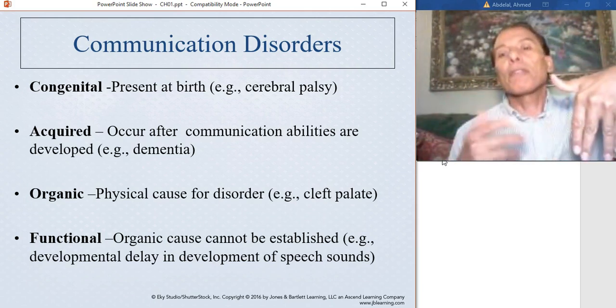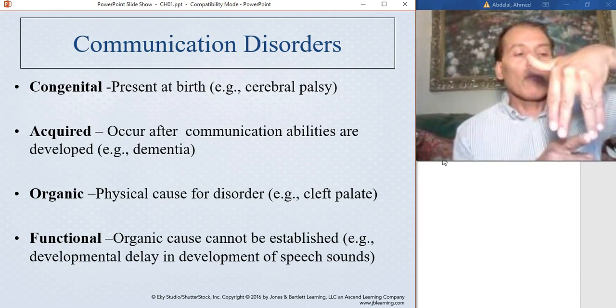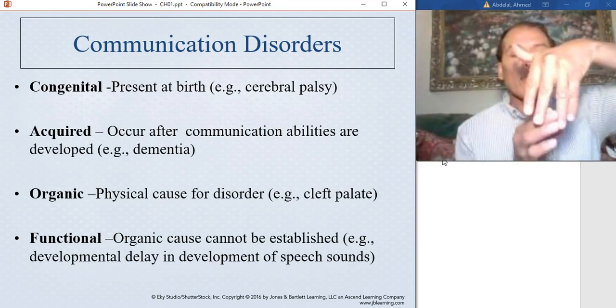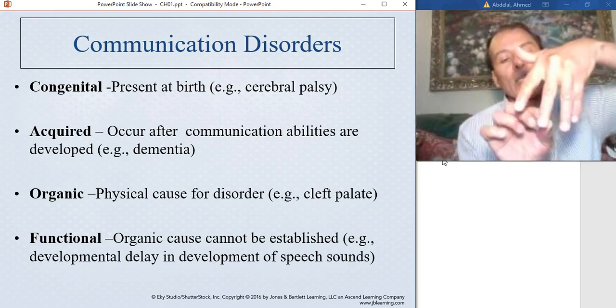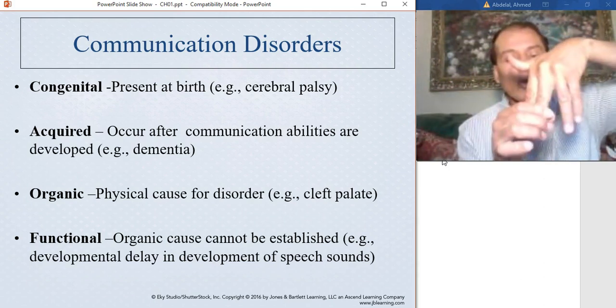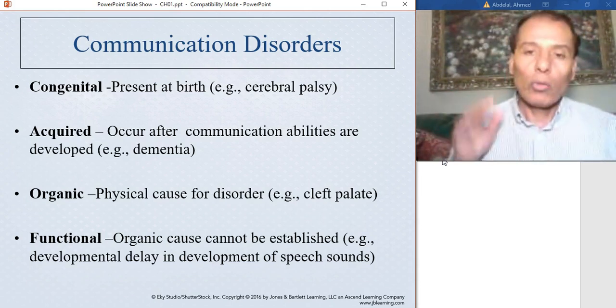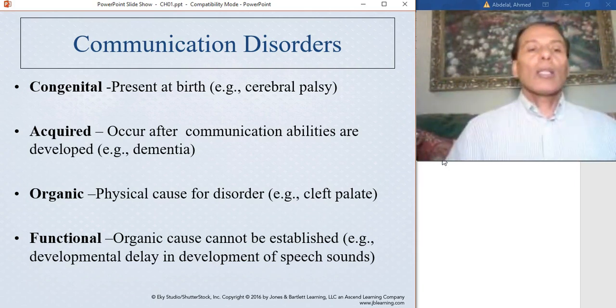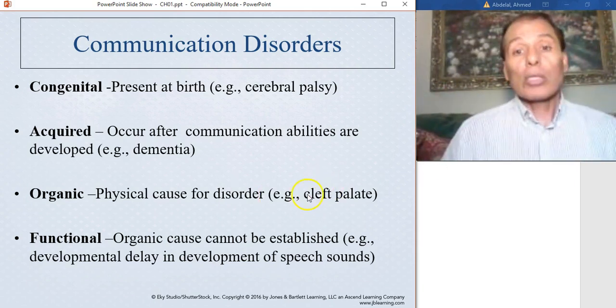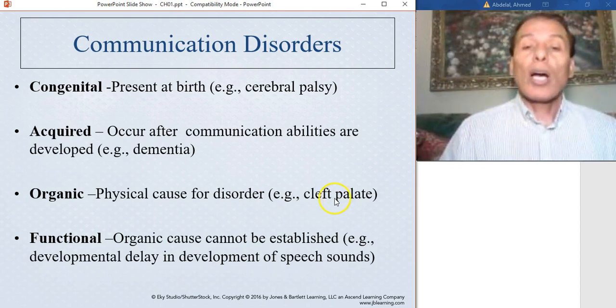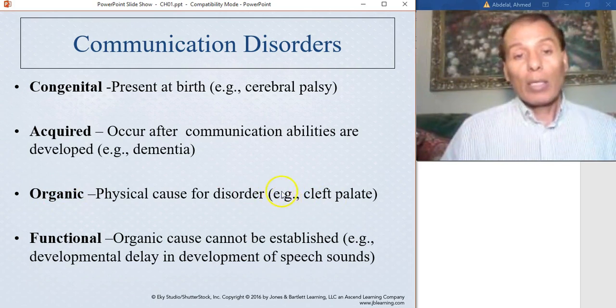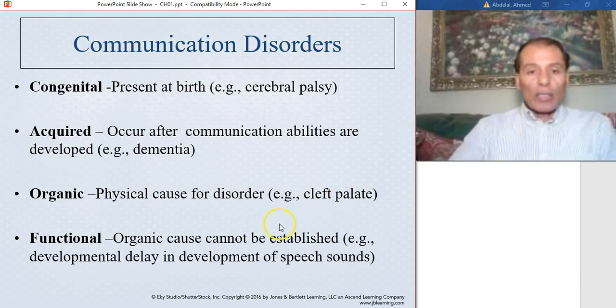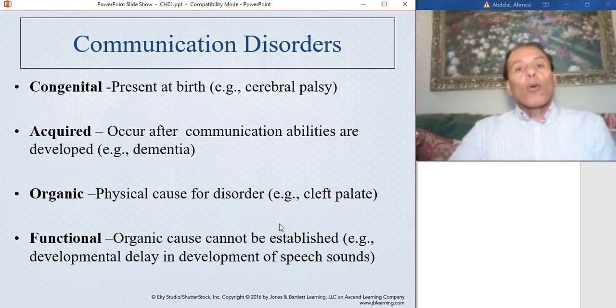Sometimes you say the cleft is big or small. So the cleft palate is an abnormality that's causing the palate not to close normally, so it is split, and it causes air to go into the nasal cavity. It has a lot of other issues that are associated with it, but that is an organic problem because the soft palate or velum is an organ, and it is split, and that is an organic disorder. It's a physical cause for a disorder.